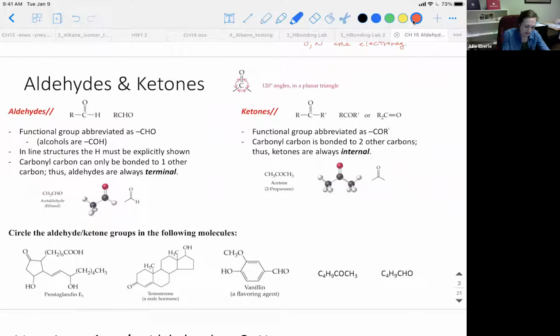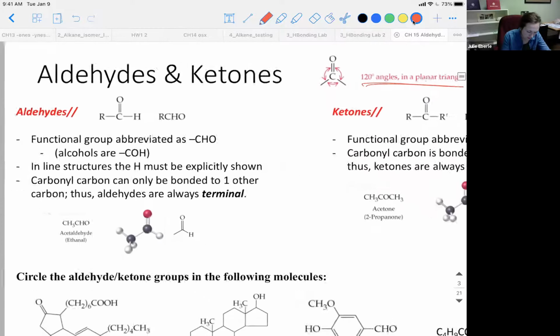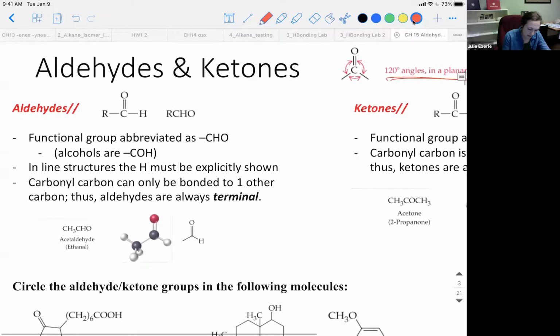So aldehydes, couple things. It's not so important right here that you know the bond angle, but I put this figure on here just so you can see. It is a planar triangular type of geometry. Okay, but aldehydes, again, this is what they look like. If you're writing it in a condensed form, you would have the R and then CHO. So this is how we abbreviate the functional group, as CHO.